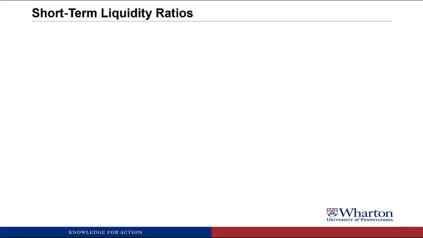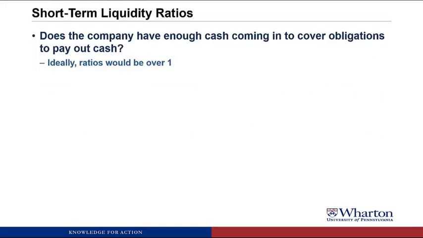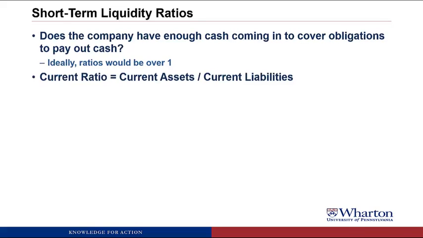So going to that first bucket of short-term liquidity ratios, we're trying to answer the question, does the company have enough cash coming in to cover its obligations to pay out cash in the near term? Ideally, all the ratios that we look at would be over 1, which means there's more cash coming in than cash we have to pay out. But again, you'd have to benchmark this with the industry and the firm across time, because for some industries, these are not greater than 1.